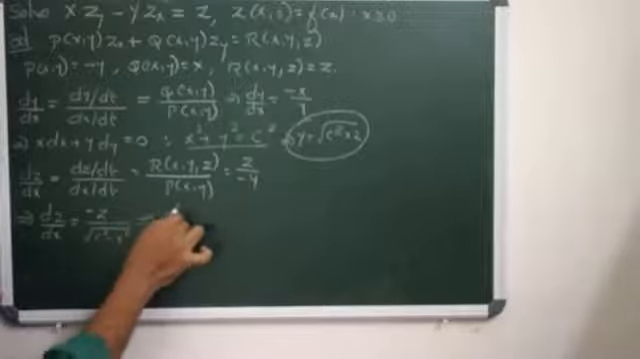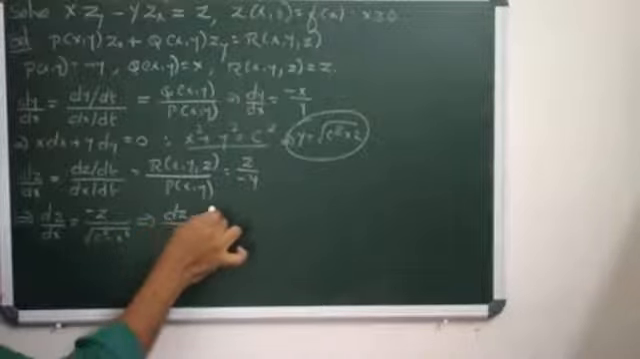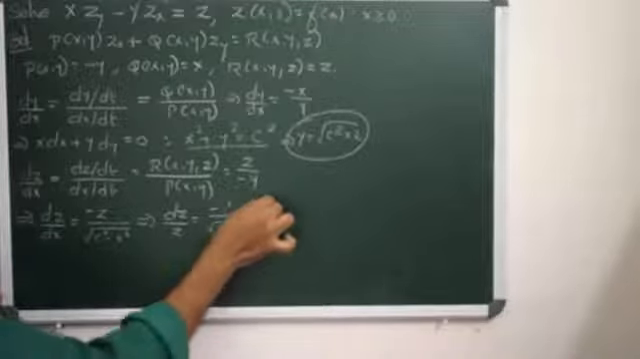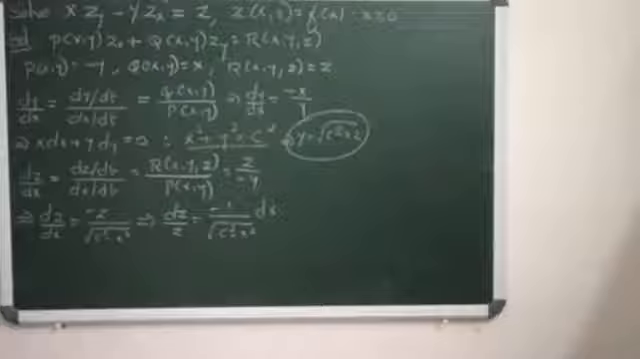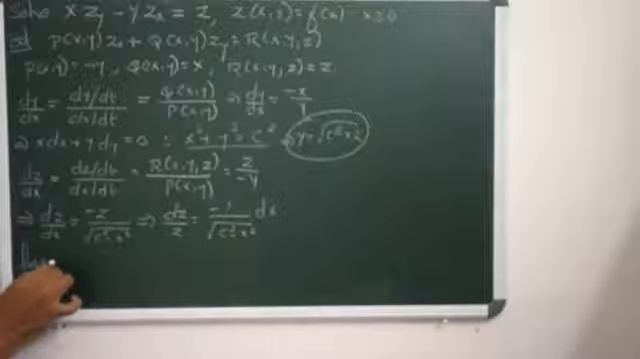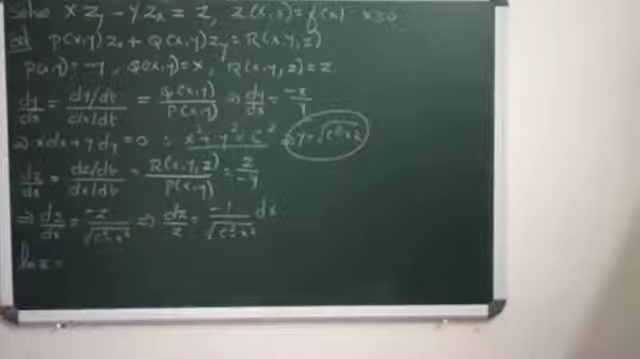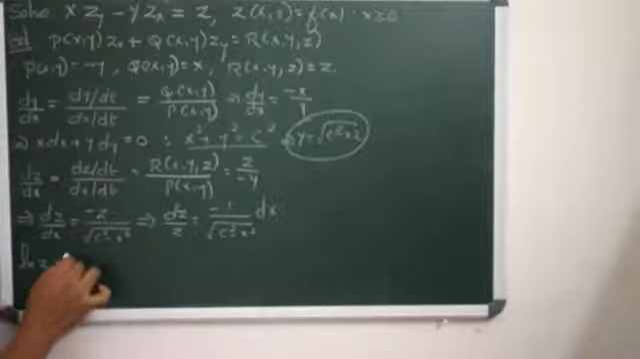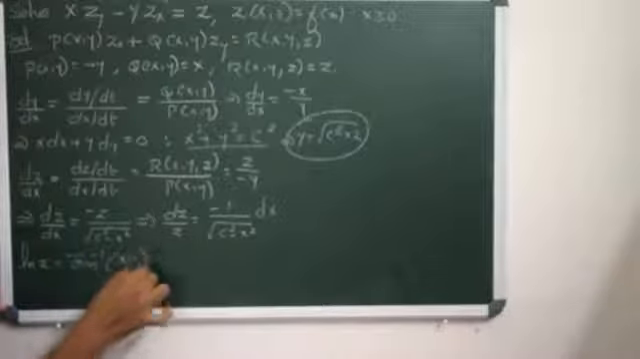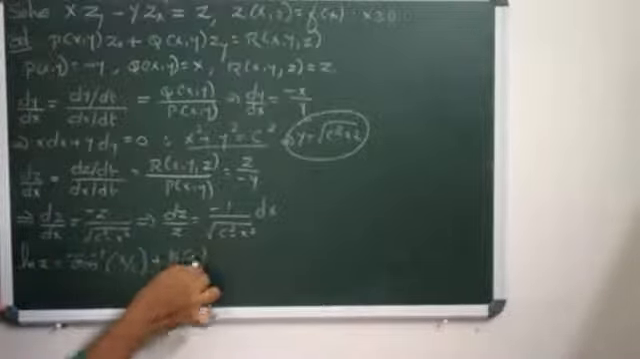That means dz by z equals minus 1 by square root of c square minus x square times dx. That is a variable separable form. On integration, we have log z equals, the integral of 1 by square root of c square minus x square is sine inverse of x by c. So with the negative sign, minus sine inverse of x by c plus a constant, suppose it is k of c.